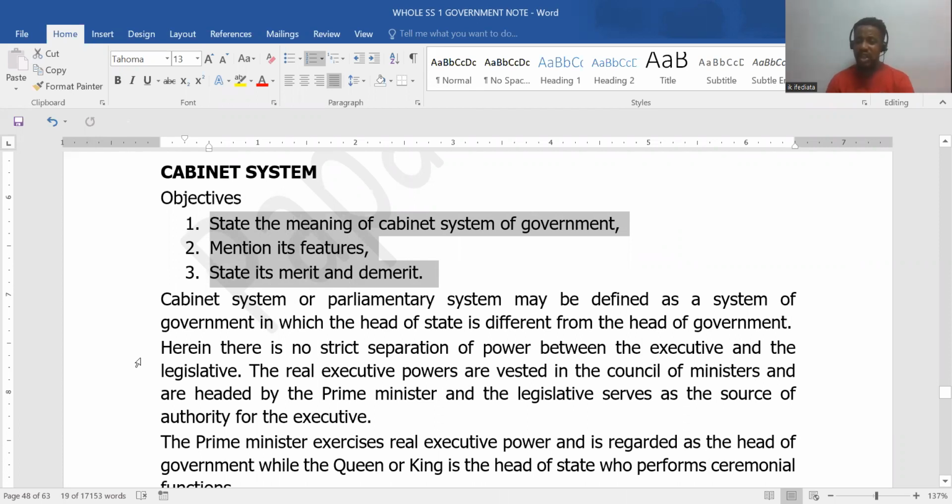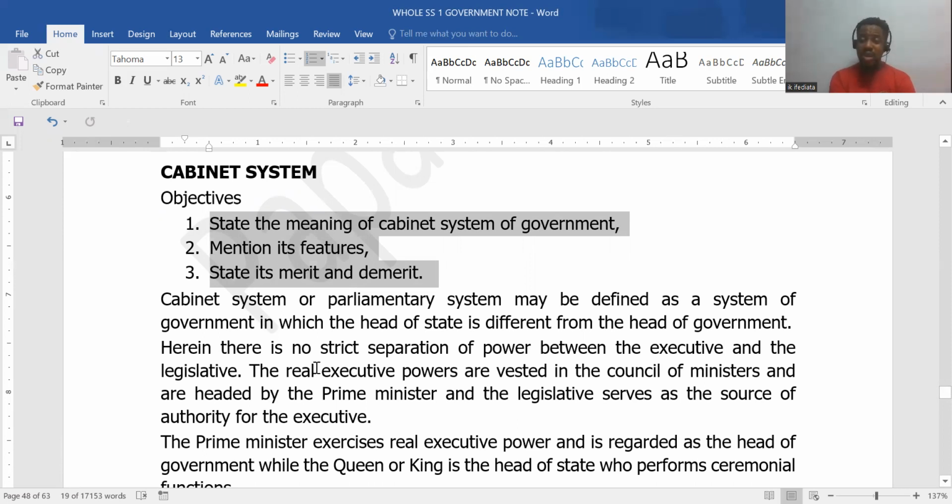So a cabinet system or parliamentary system may be defined as the system of government in which the head of state is different from the head of government. The head of state is different from the head of government, right? So the idea is that it is the opposite of a presidential system where both the head of state and the head of government is just one person. So there is no strict separation of power between the executive and the legislative. In the presidential, there is a strict separation of power between both.